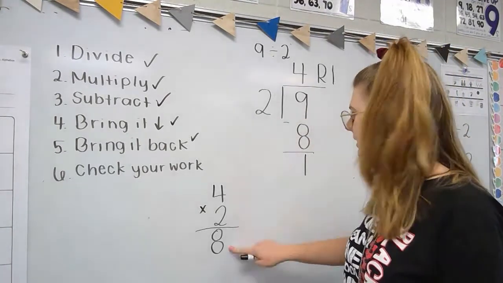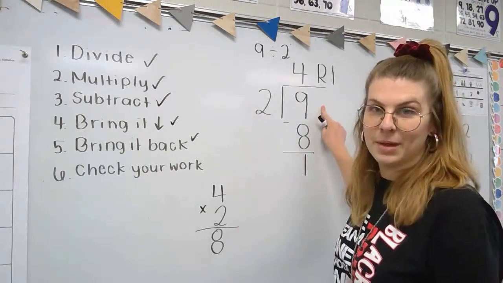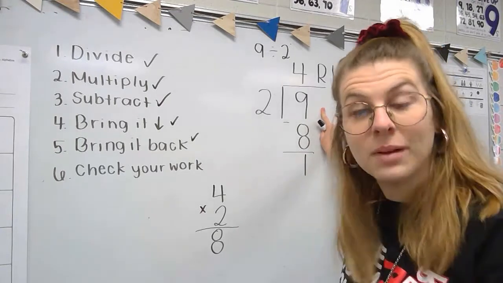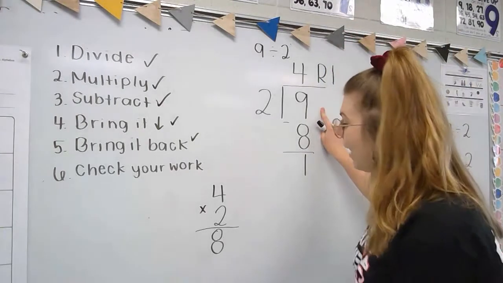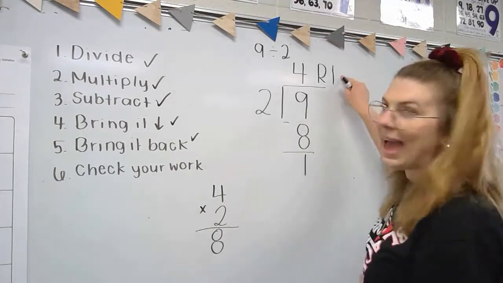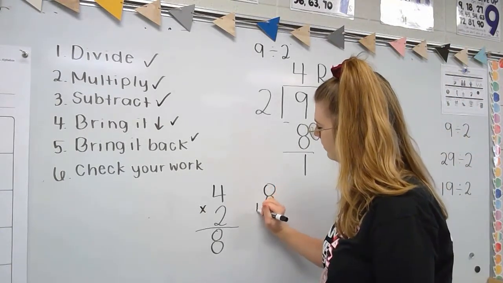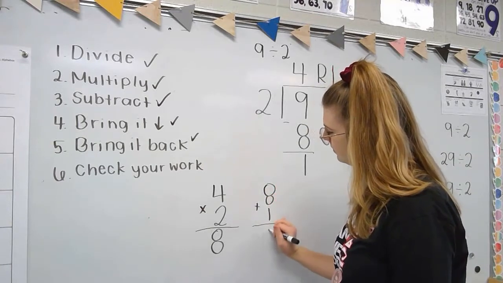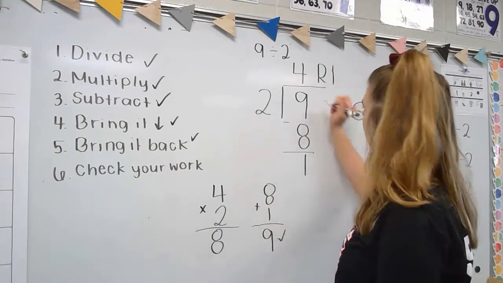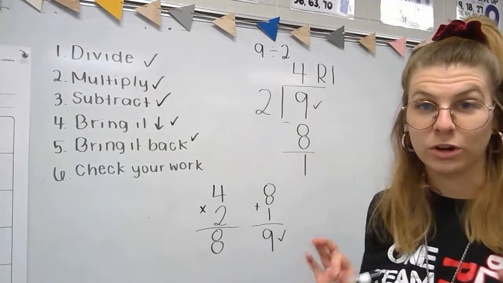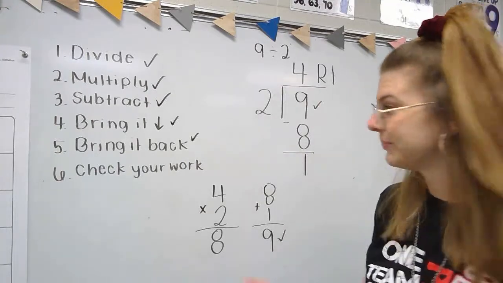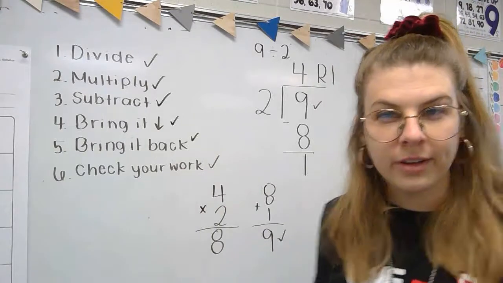But notice, not the same number. That's because we had a remainder, remember? So after you multiply, you have to add back that remainder. And now that these numbers match, I know that my work is correct, and I've checked it. That is our first of 3 problems.